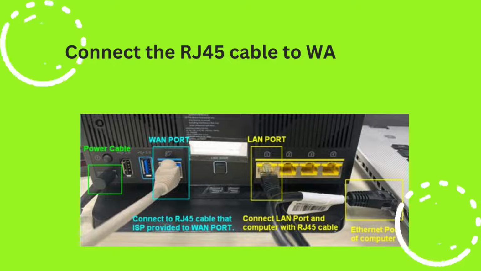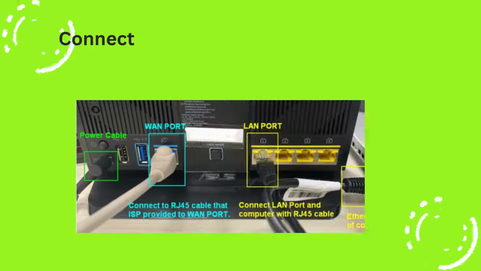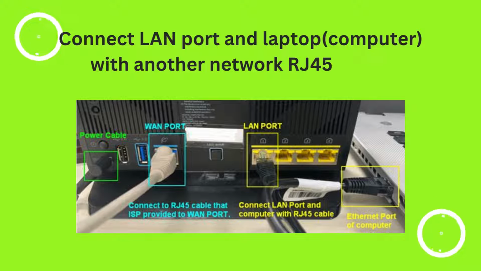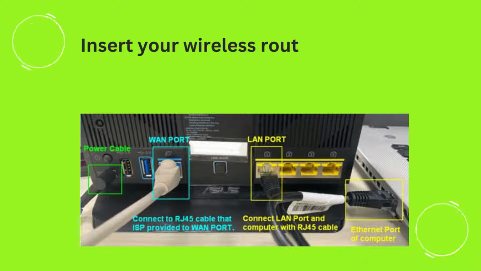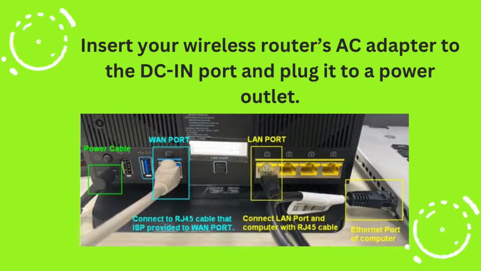Connect the RJ45 cable to the WAN port of the ASUS router. Connect the LAN port and your laptop computer with another network RJ45 cable. Insert your wireless router's AC adapter into the DC in port and plug it into a power outlet.